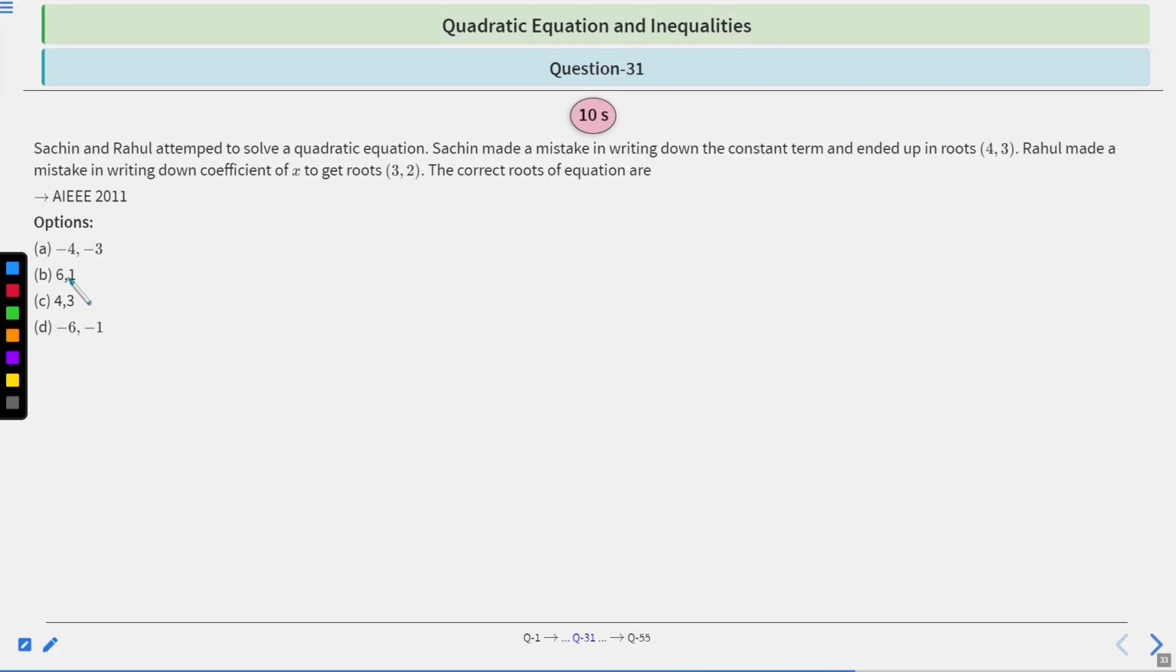Let's move to the next question, question number 31. Sachin and Rahul attempted to solve a quadratic equation. Sachin made a mistake in writing down the constant term and ended up with the roots 4, 3. Rahul made a mistake in writing down the coefficient of x to get roots 3, 2. The correct roots of the equation are. So let's move to the solution after 10 seconds.